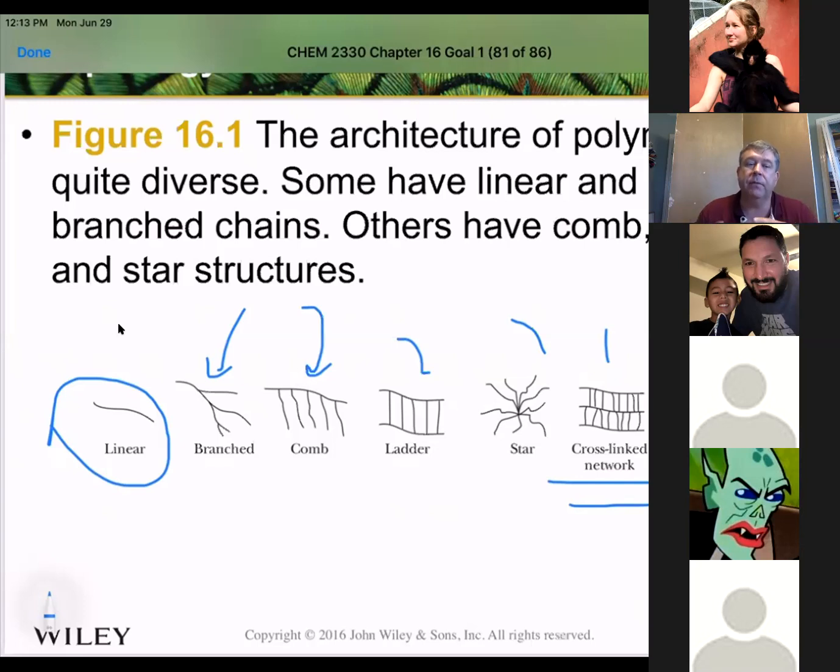So there's a bunch of different things we can have with this, and they each have different properties, but we're not going to talk about that specifically. I just want you to know that it is very, very diverse and there's an entire field of chemistry associated with just polymer chemistry.